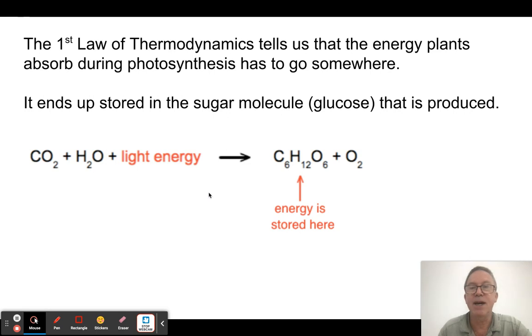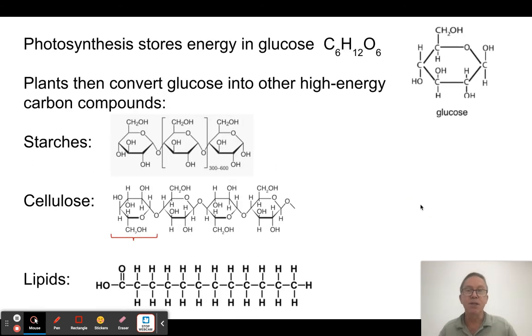So if I have, and we measure energy in units called joules, 10 joules of light energy, the first law of thermodynamics tells me that the most joules of chemical energy I could get here would also be 10 joules. The second law of thermodynamics tells me I'm going to get a little bit less because some is going to get wasted as heat. Okay, so here's the deal.